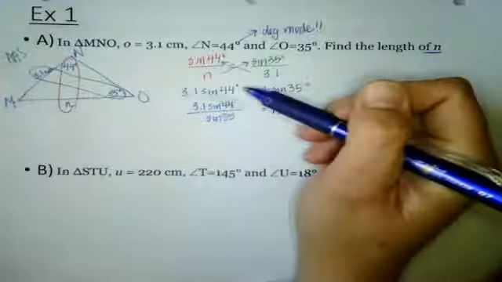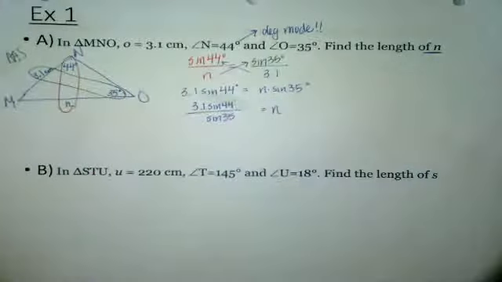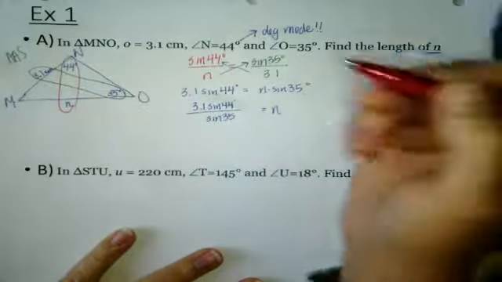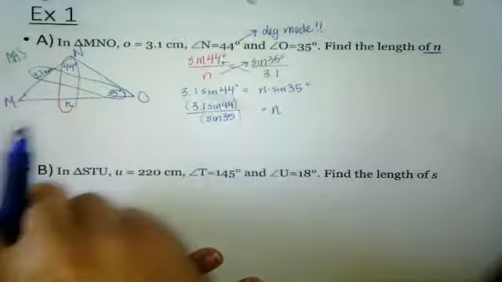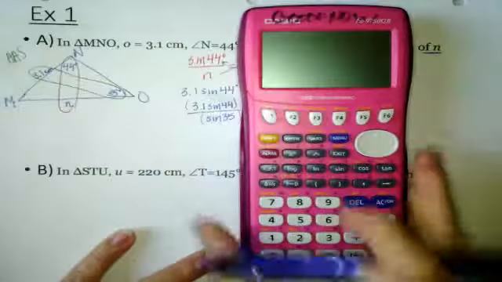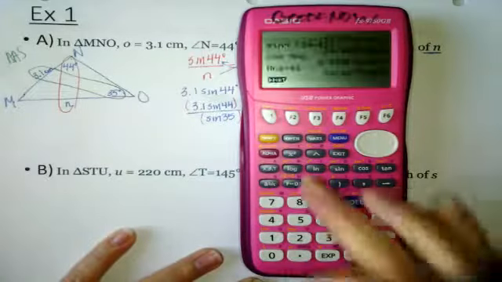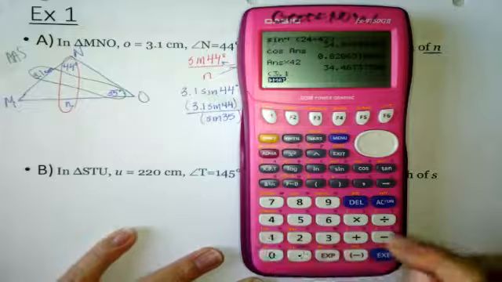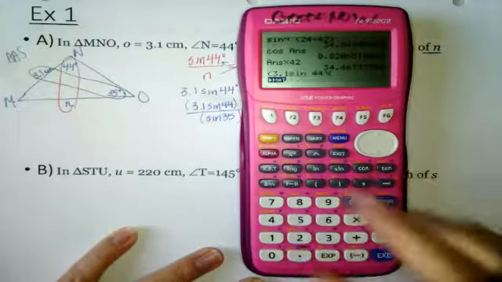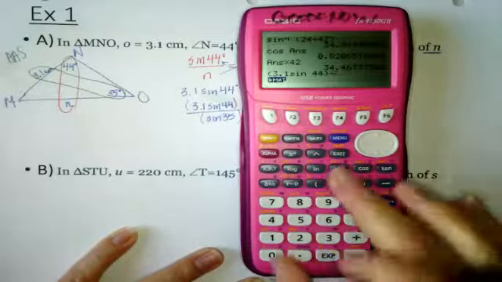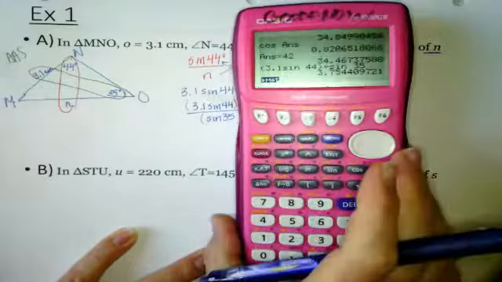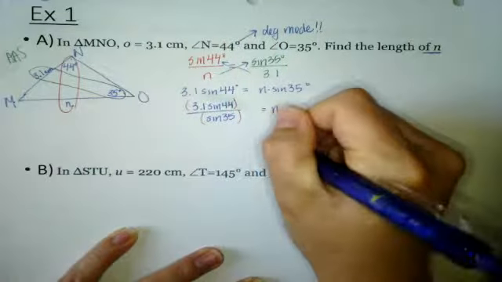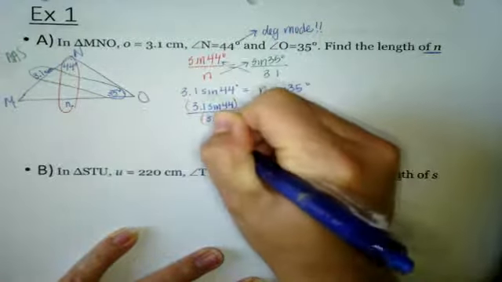Do the sines cancel out? No, they do not. Do not cancel the sines. Use your calculator. Now, when you're using your calculator, you want to be pretty careful. I always recommend putting parentheses around the numerator and parentheses around the denominator just to be super careful. 3.1 times sine of 44 divided by the sine of 35. All right, 3.75. So n is approximately 3.75.